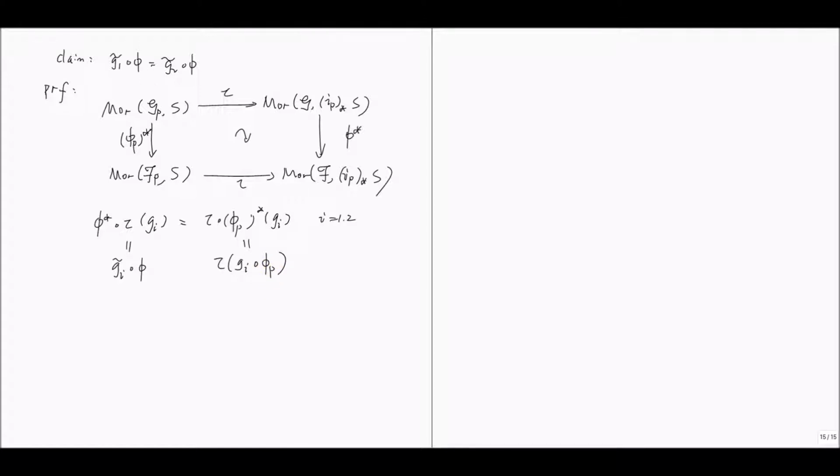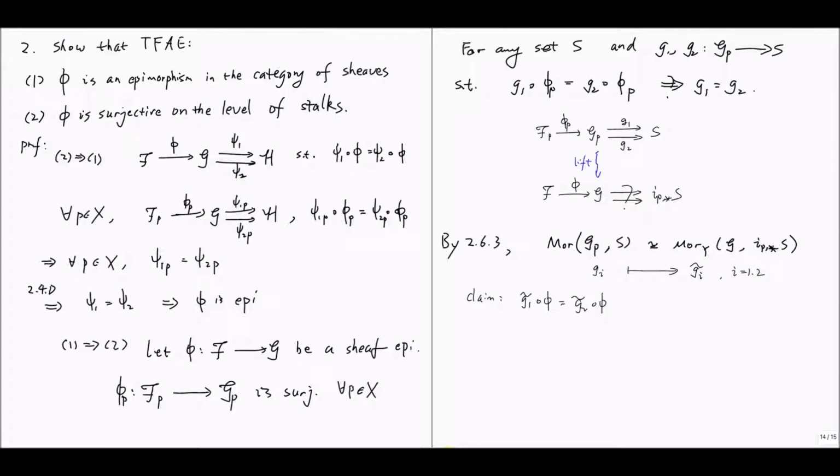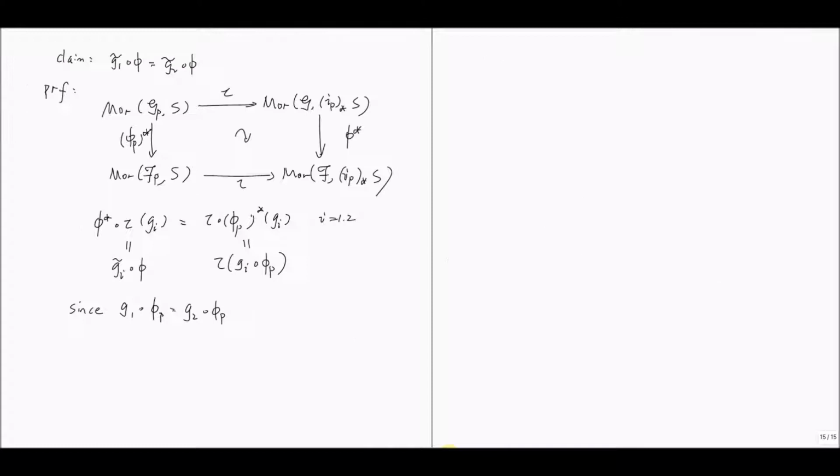And now, since G1 composed with phi sub p is equal to G2 composed with phi sub p, this is our assumption, we have G1 tilde composed with phi is equal to G2 tilde composed with phi. And now, since phi is an epimorphism, we have G1 tilde equal to G2 tilde. And by taking stalk at P, we get G1 equal to G2. And we are done.